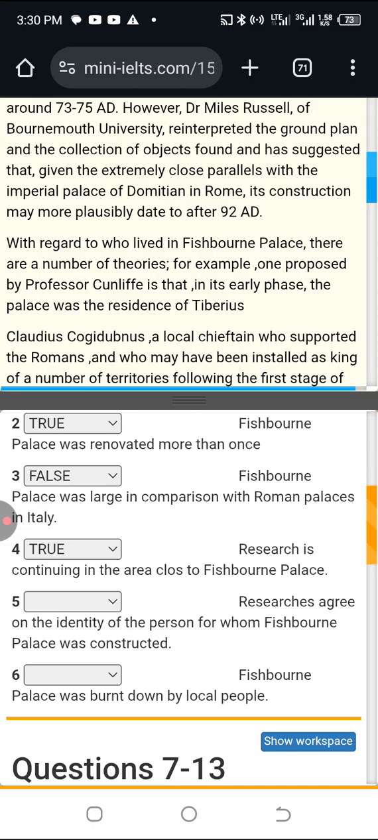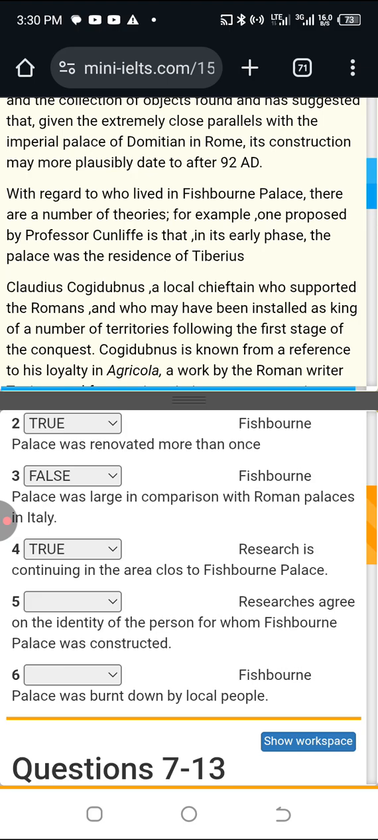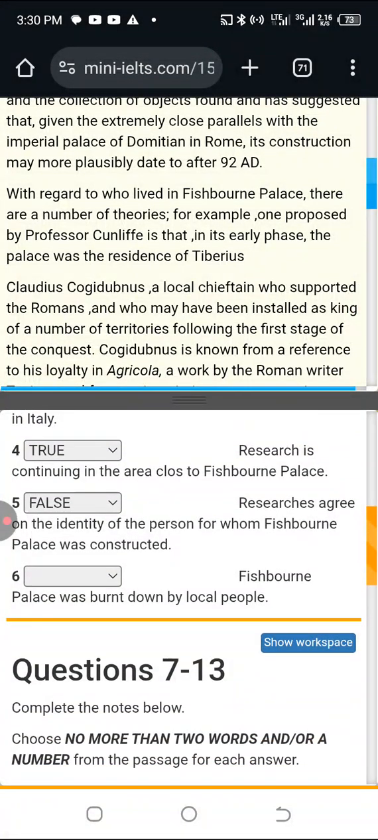This number 5, I have not seen anything like this yet. With regard to who lived in Fishbourne Palace, there are a number of theories. Number 5 says researchers agree. No, this thing that says there are a number of theories means different researchers are saying different things. So number 5 is false. They do not agree. Then number 6, Fishbourne Palace was burnt down by local people.